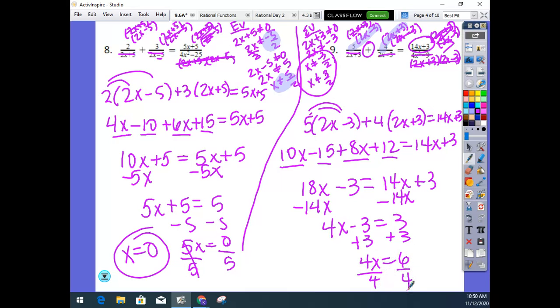Be careful here. When you reduce 6 over 4, divide by 2, what do you notice? It's the same. So this is an excluded value. So there's no solution that makes this one true.